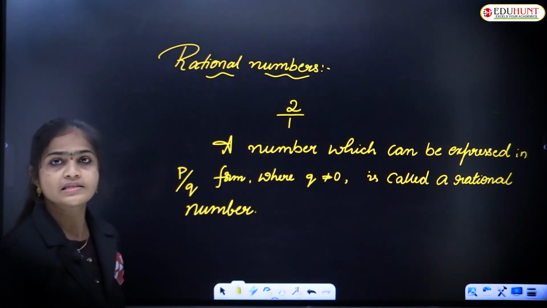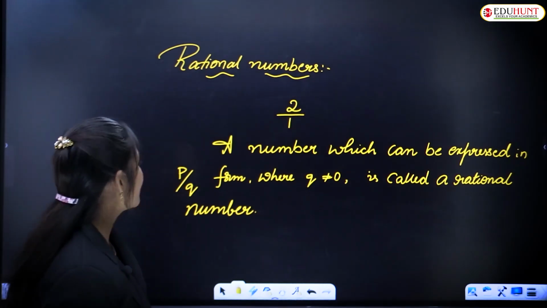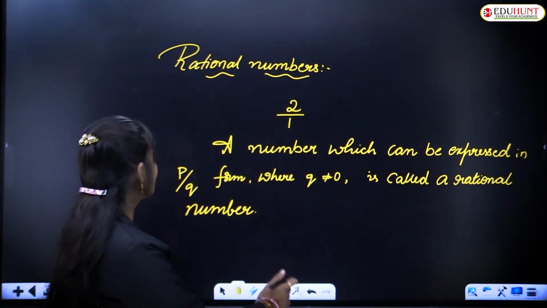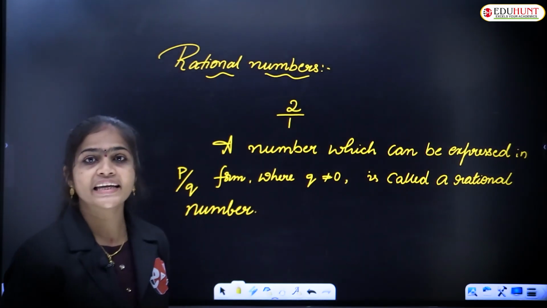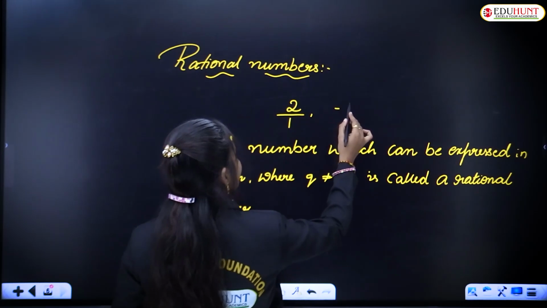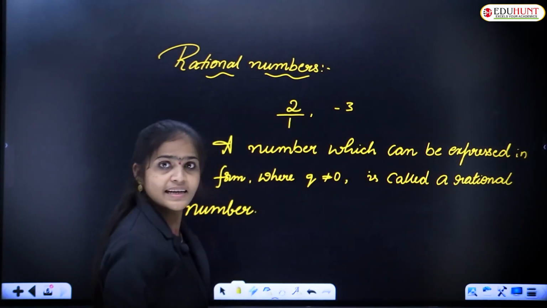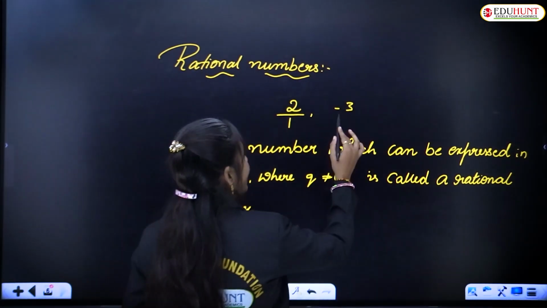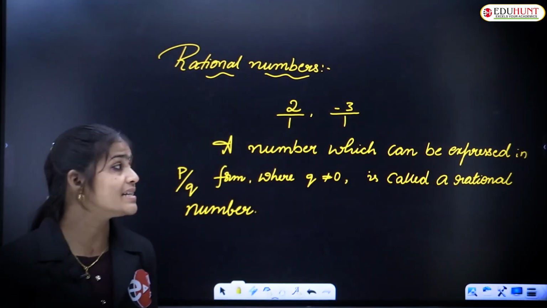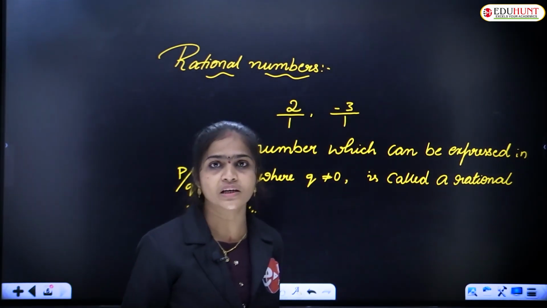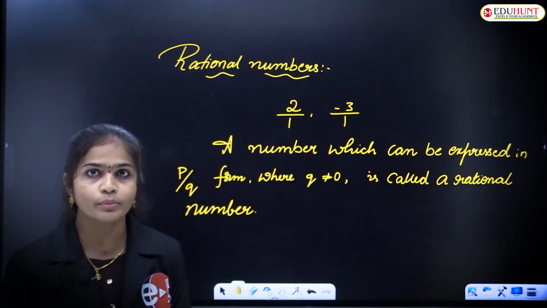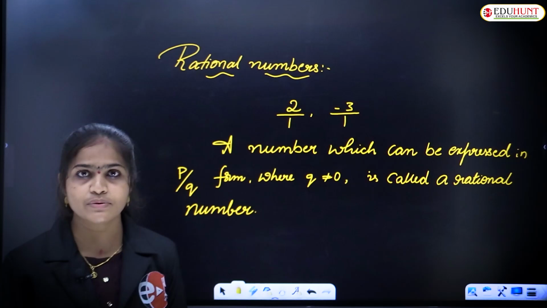So once again, observe this definition. A number which can be expressed in p by q form. Any number we can express in the form of p by q by taking 1 as its denominator. Here I took 2. Next, for example, minus 3. Minus 3 is an integer, we know that, right? So minus 3 I can write as minus 3 by 1. Its value is again minus 3 only, no? There is no change in its value by taking 1 as its denominator.